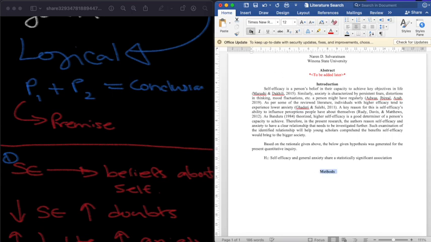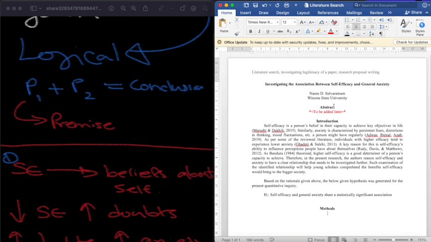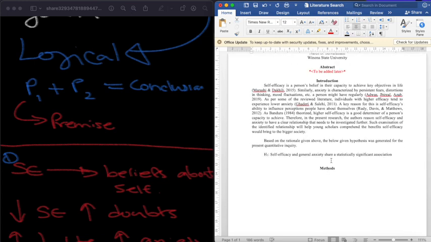Now, method section, I'm not going to discuss it today because, like I told, today I'll be mainly discussing literature search and then research proposal writing, but not the entire proposal, a bit of the proposal. But later I will add more information and explain to you how exactly the rest of the research proposal needs to be fine-tuned, but then investigating the legitimacy of a research paper. Now, method section, once again, very similar to this, to be added later.